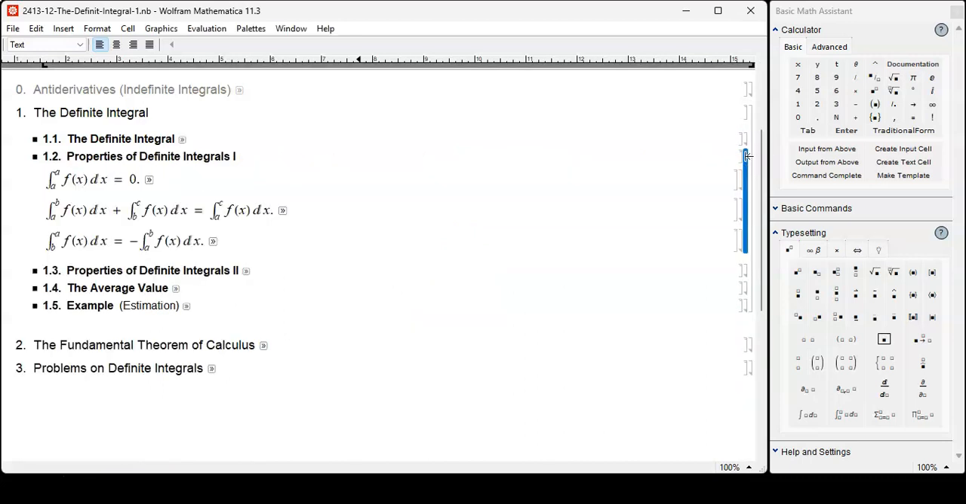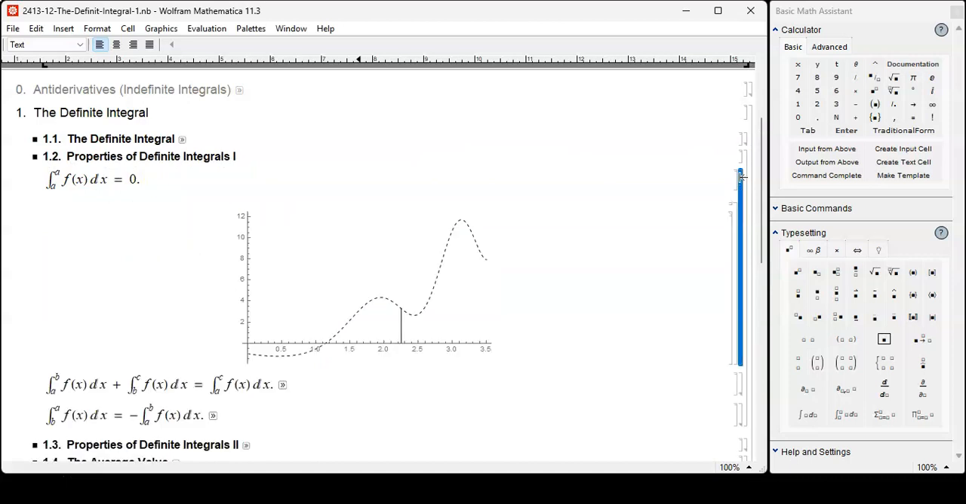The first property of the definite integral is associated with the graphical presentation. The integral from a to a, f of x dx, is always 0 because we don't have any interval or anything like that. We just have a line segment. What's the area here? That's going to be 0 because the starting and ending point is the same.